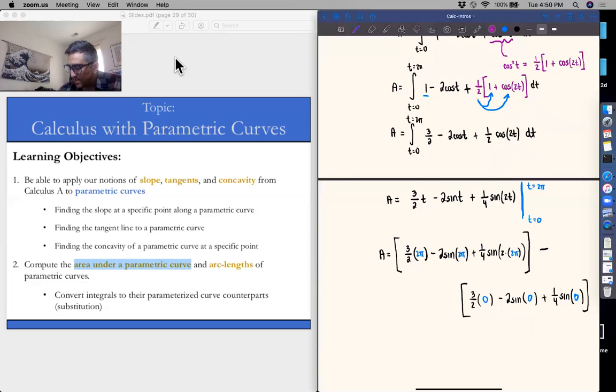All right, let's see what happens. Just looking at what we have here, we have lots of sines of 2 pi, and sines of 0 as well. Sine of 2 pi is equal to 0. Sine of 4 pi is equal to 0. 3/2 times 0 is 0. Sine of 0 is 0. And lastly, we still have another sine of 0. So the only thing left, it turns out, is that the area under one arc of this cycloid is equal to 3/2 times 2 pi, or 3 pi.